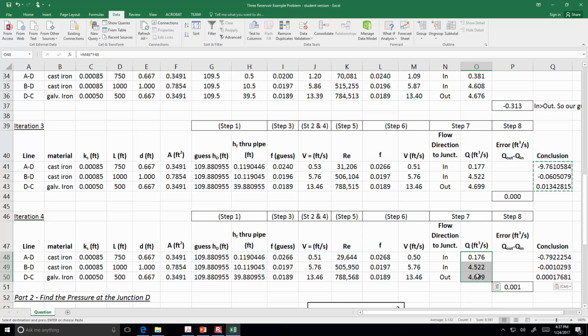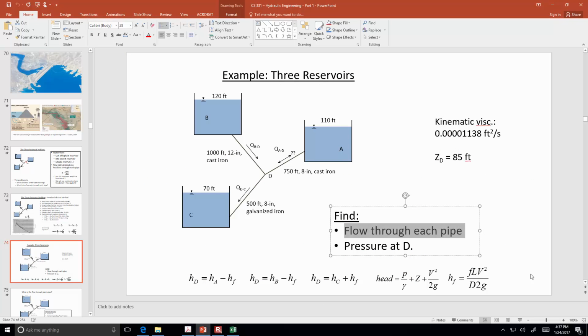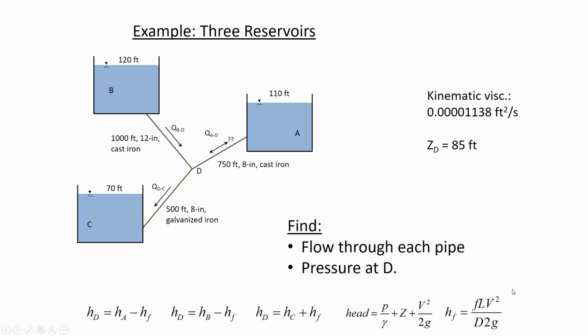All right. One last thing we need to do: part 2 of this problem is asking what's the pressure at the junction. And what you'll remember is that in the problem statement, we were given the physical elevation of that junction. We know that the physical elevation of this junction is 85 feet above the datum. And now, through that whole iteration process, we know the total energy at D.